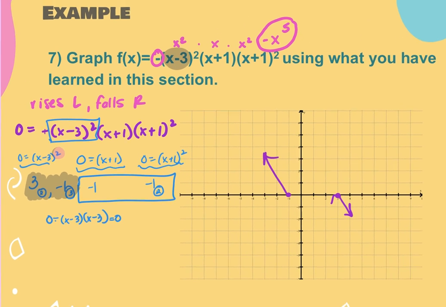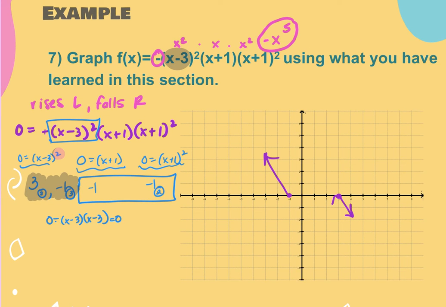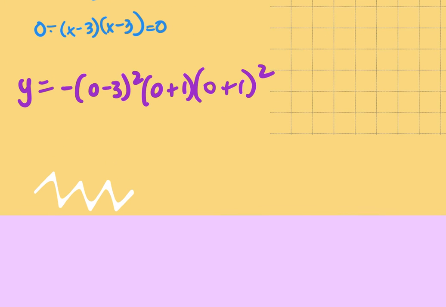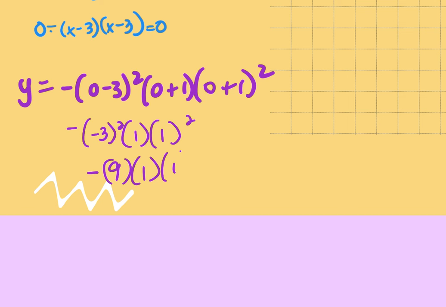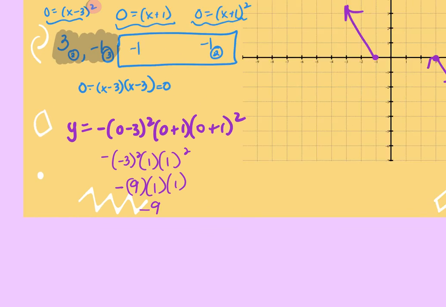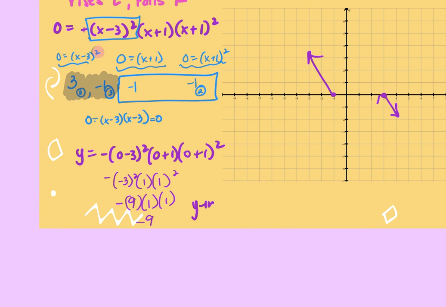So now my y-intercept, I have to plug 0 in for x. This time I can't use just the constant because it's not set up that way. (0 minus 3) squared, (0 plus 1), (0 plus 1) squared. So I get negative 3 squared times 1 squared, negative 9 times 1, negative 9. So my y-intercept is (0, negative 9).